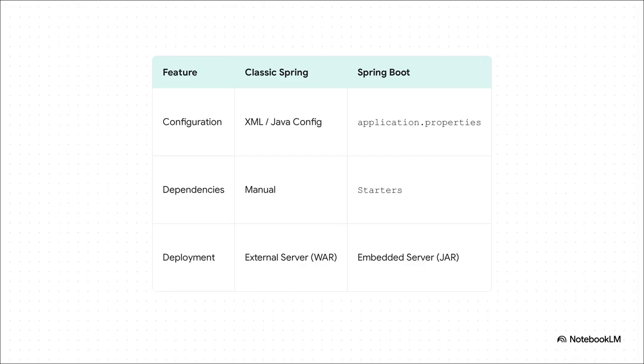And you can really see the massive leap forward on this slide. In the old days of classic Spring, you spent a lot of time wrestling with XML files or writing really verbose Java configuration classes. You had to manage all your dependencies by hand and deploy your app to some external server. Spring Boot just gets rid of all that pain. You get simple property files, these awesome starter dependencies that bundle everything you need, and a server that's built right into your application. It's just a huge, huge boost in productivity.